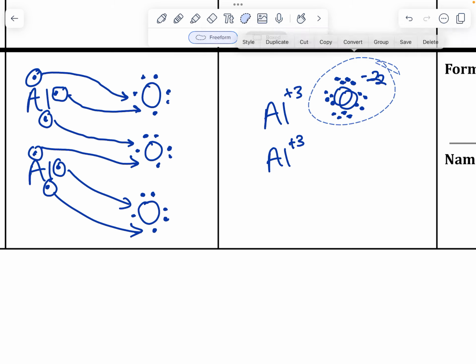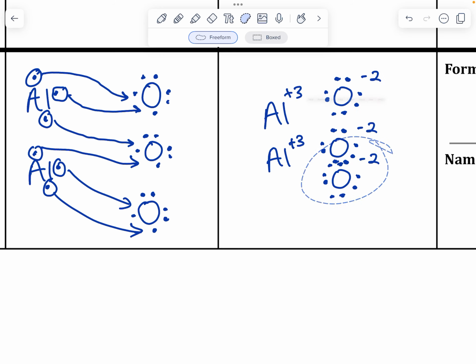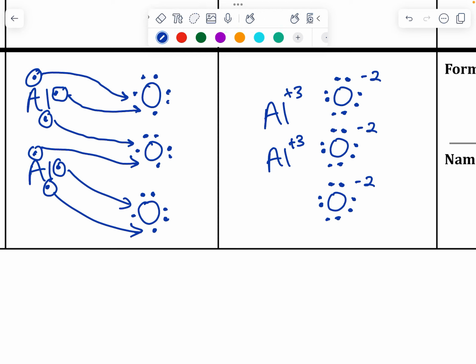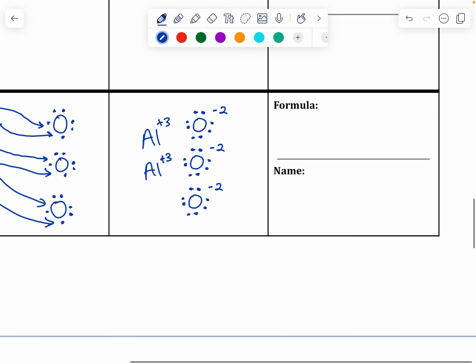Let's see. Work smarter, not harder. All right, but then we show that once that transfer of electrons occurs, no longer do we have electrons in the outer shell for aluminum. And then, of course, we have a full octet for each of those anions that formed for the oxygen.